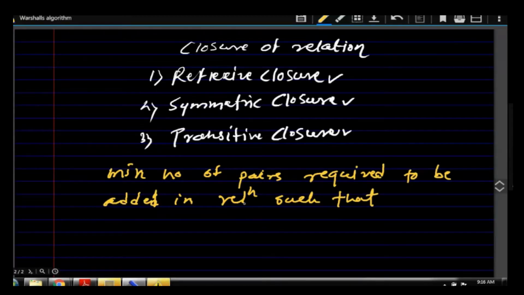If you write it as such that the relation will be symmetric, then it will be called a symmetric closure. And if you write it as the minimum number of pairs required to be added in a relation such that the relation will become a transitive relation, that will be called the transitive closure. So these three closures we have studied in the last lecture, but there is some complexity in finding the transitive closure. Finding the reflexive closure is easier, the symmetric closure is easier, but finding a transitive closure will be difficult.